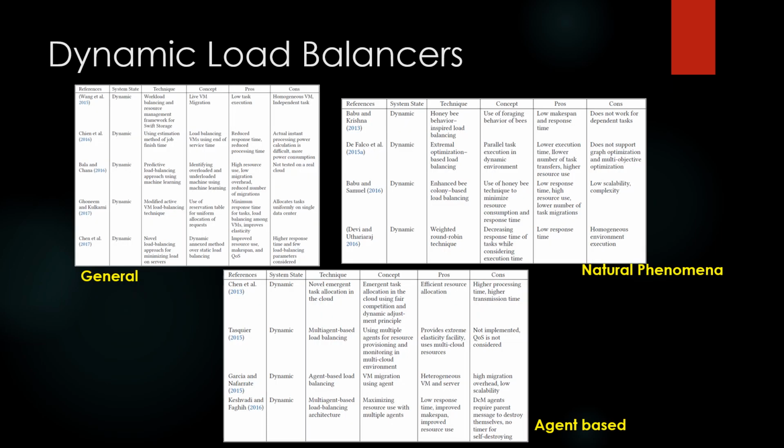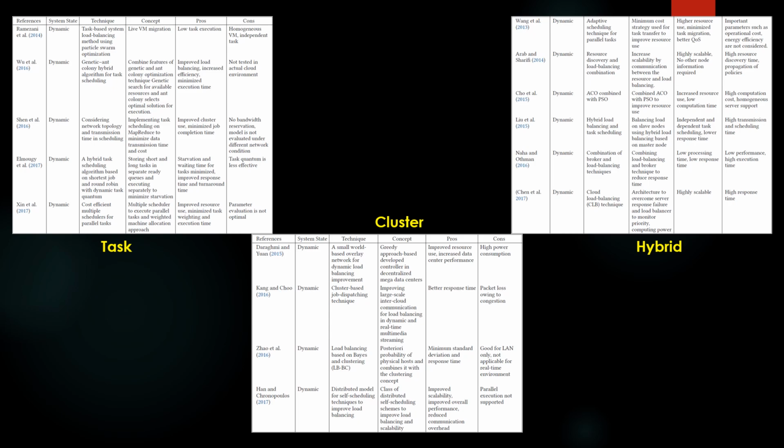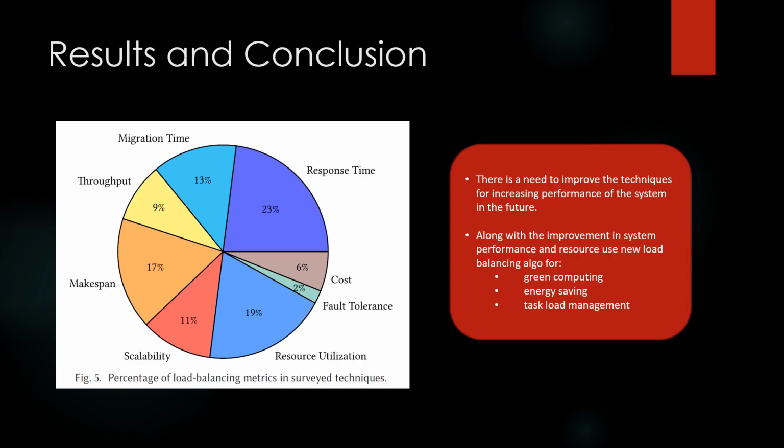Okay, so this is just providing more details to the previous slide where I spoke about the different load balancing techniques on the dynamic load balancers. Similarly, more details here on the various techniques. This is the last slide demonstrating the results and conclusion. You can see here the different load balancing techniques that we discussed satisfying different metrics. For example, 9% of the load balancing techniques that we discussed satisfy throughput, and similarly 13% satisfy migration time. Although it's quite surprising to see that only 2% satisfy fault tolerance.